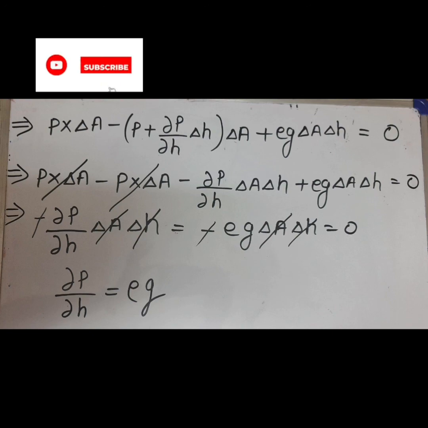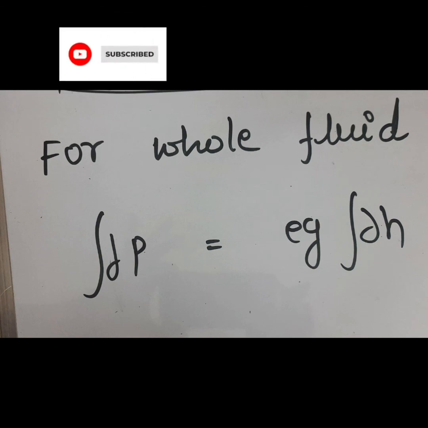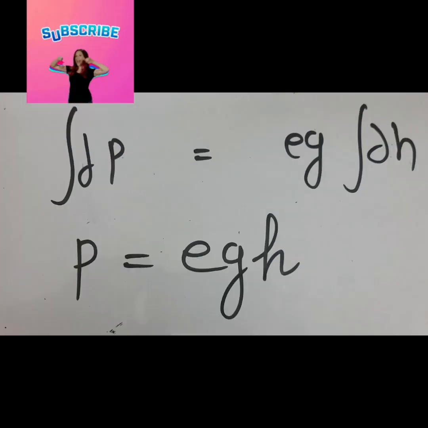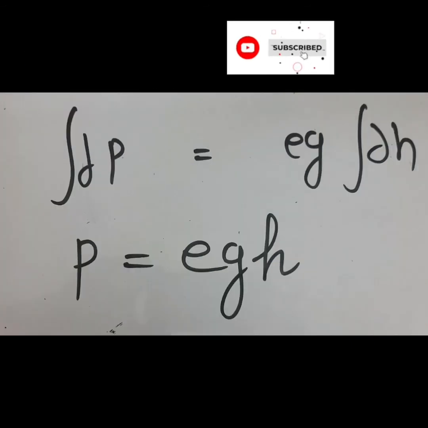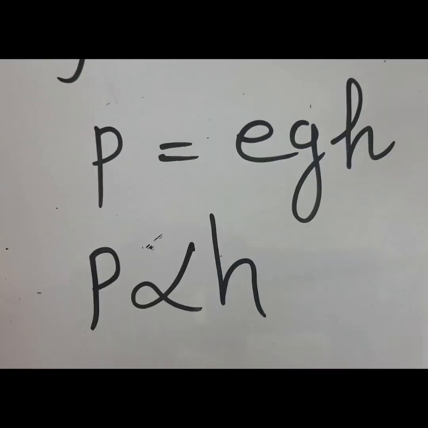What we have done is consider a small element of a fluid, and if we take the whole fluid, then we integrate the above equation. The change in pressure is equal to rho G del H. So P is equal to rho G H. If rho G is constant, then P is directly proportional to H. So the change in pressure is directly proportional to height. So it is proved that when we are going in a vertically downward direction, the intensity of pressure is increasing.